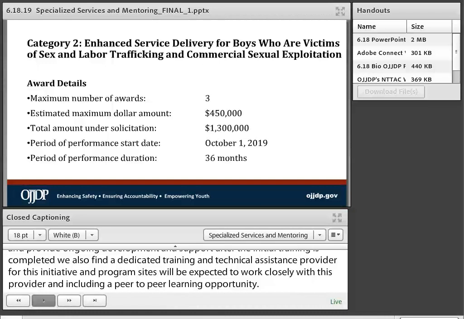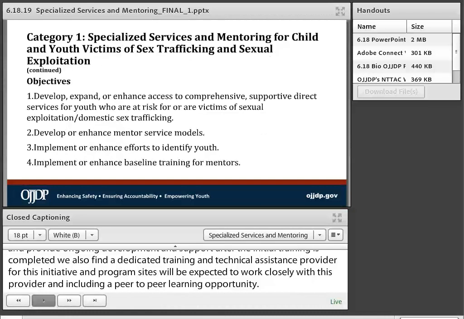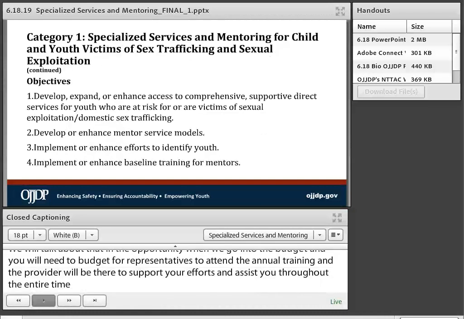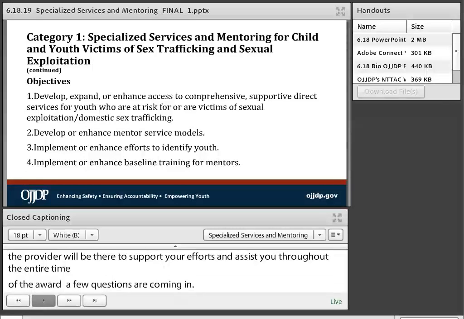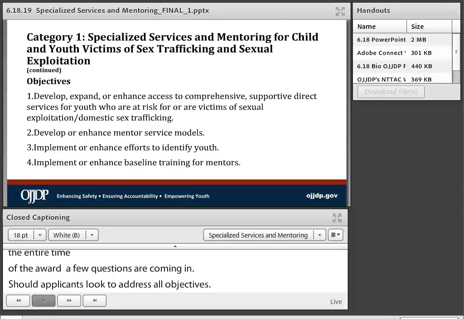A couple of questions are coming in that I can address as we go. So should applicants look to address all objectives? In some form, yes, you should be looking to address these 4 objectives in your application.